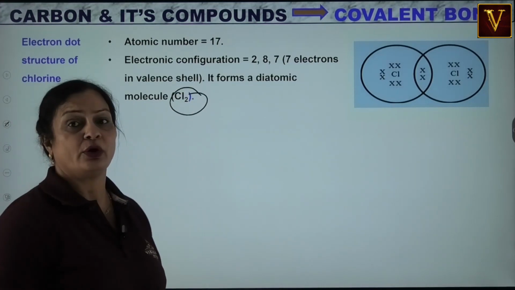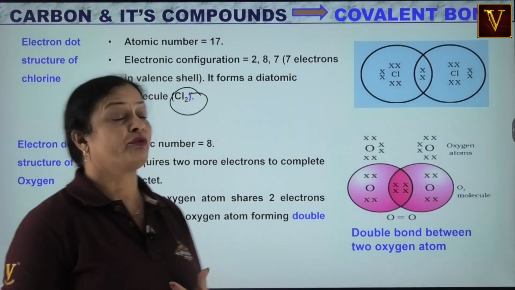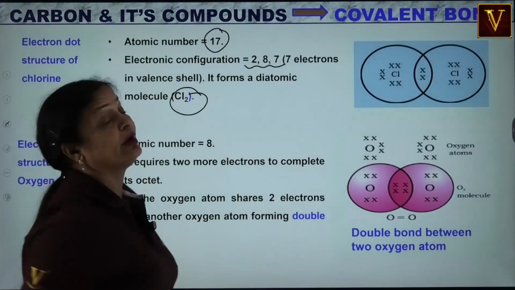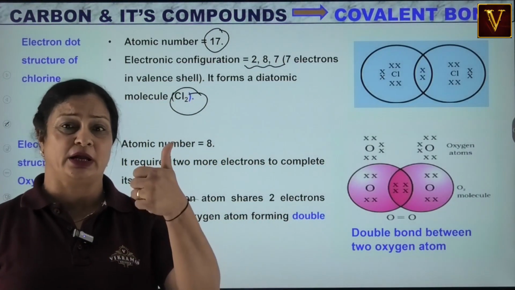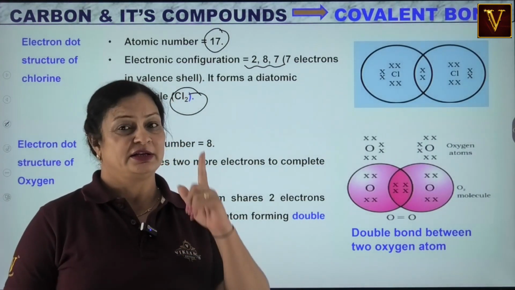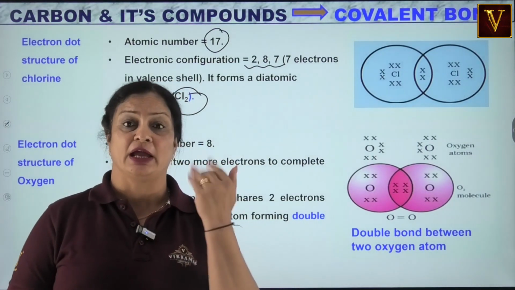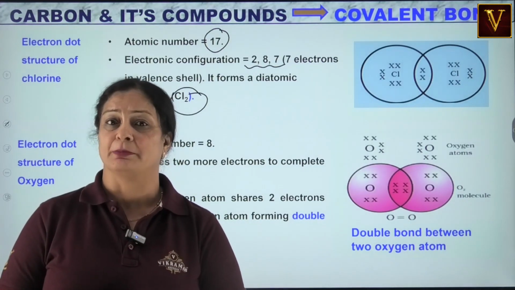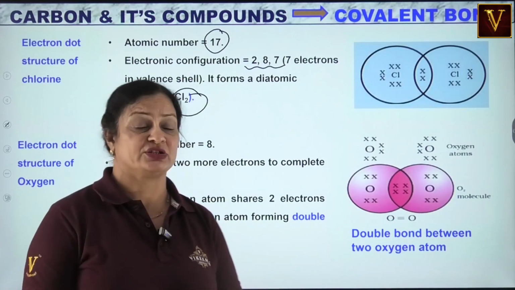Cl2, chlorine. Yes, students, we know very well the atomic number of chlorine is 17, electronic configuration 2, 8, 7. How many electrons are required by the chlorine atom to attain noble gas configuration? Yes, very good. Only a single electron. If chlorine gains 1 electron, then its outermost shell is complete, meaning chlorine attains noble gas configuration.